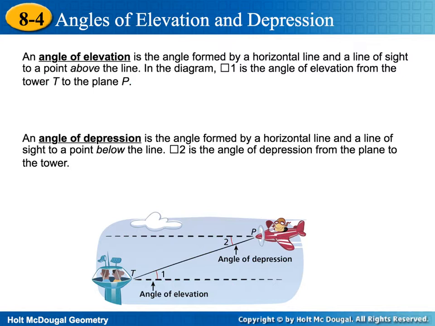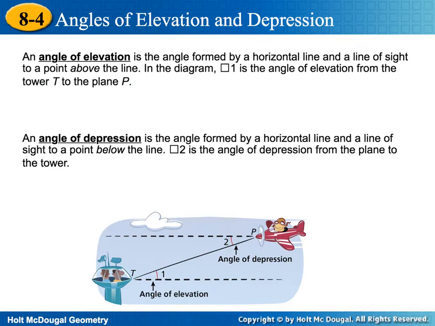So anyway, write these two words down. Angle of elevation is the angle formed by a horizontal line, so there's the horizontal line, and a line of sight to a point above the line. Keyword being above goes with elevate. So here's your line of sight, and this elevation, the point is looking up here. In the diagram, angle 1 is the angle of elevation, and angle 2 is the angle of depression.